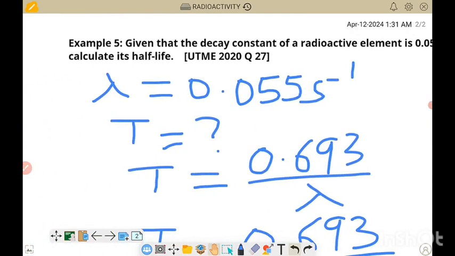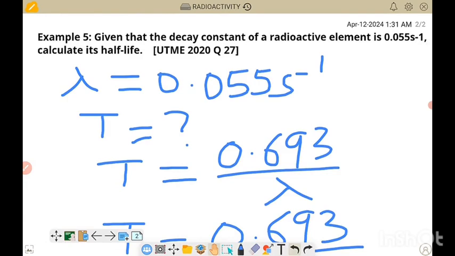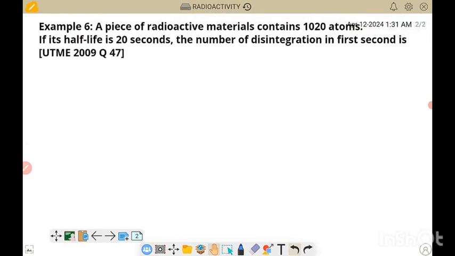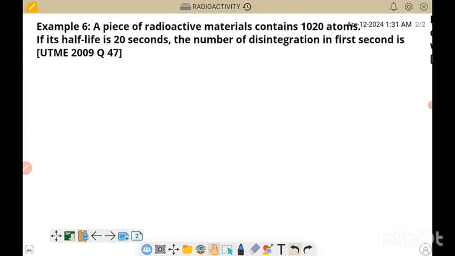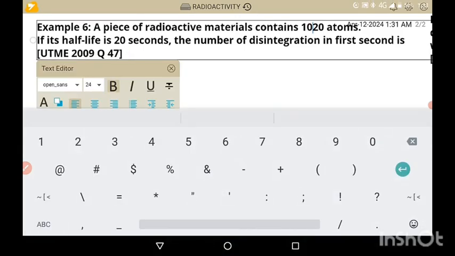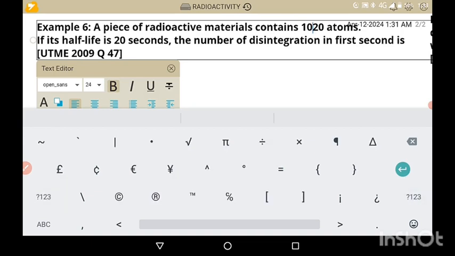This particular one is coming from UTME year 2020 question 27. Okay, now let's go to the next example. Example 6 is also from UTME 2009 question 47, and the question says a piece of radioactive material contains 10 raised to power 20 atoms. Please don't mind this, let me quickly correct this one. So that is what we're supposed to have there.